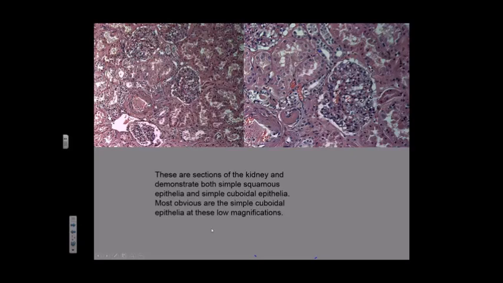So they show you a section of kidney and say, these are simple cuboidal and these are simple squamous, and they don't really tell you what's up there. I'm trying to, but I'm limited because we're not in renal physiology yet. So when we get there, we're going to look at these images again.